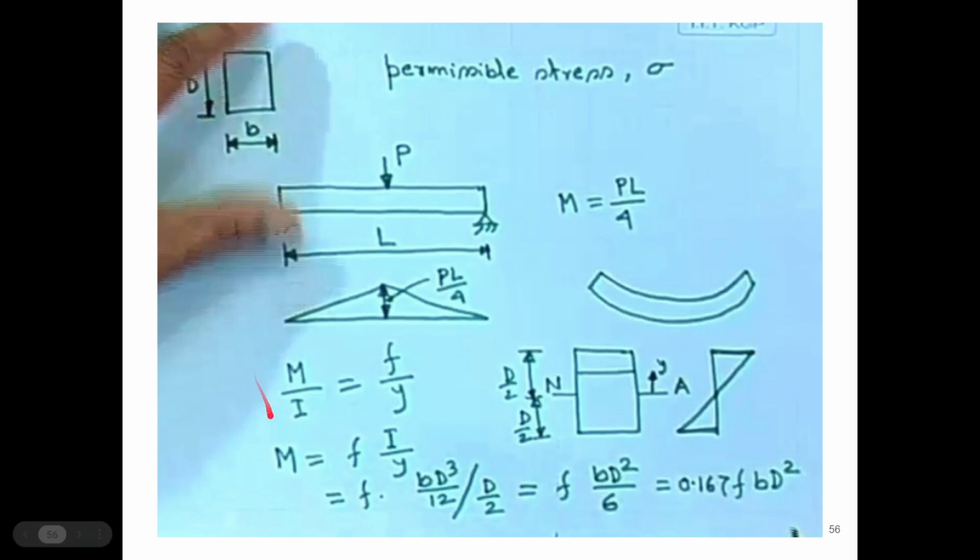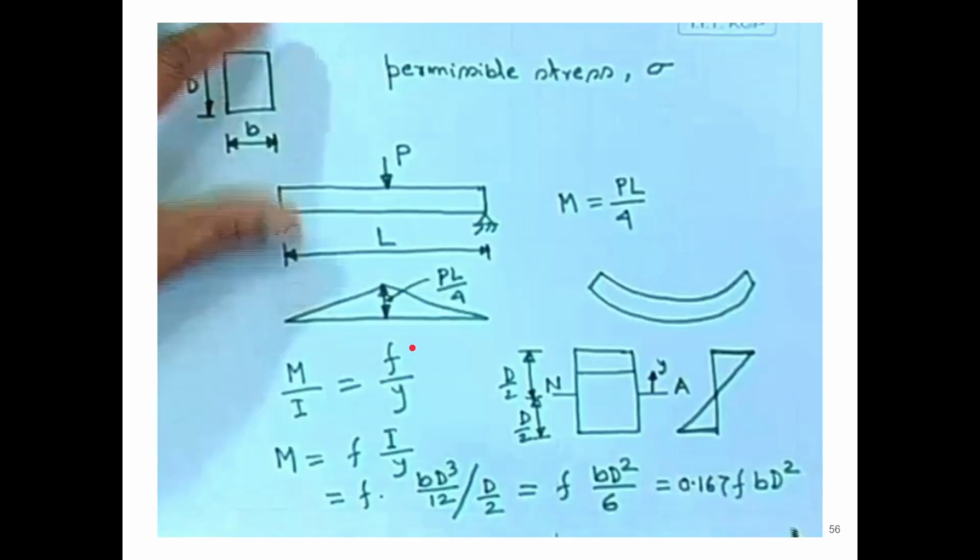Now as per this equation, which comes from the elastic beam theory, which you must have studied in strength of materials, if you consider here, you will get the value of M, which is around 0.167 f b d square. This is the moment carrying capacity of this beam. So this is basically the strain carrying capacity of the beam.